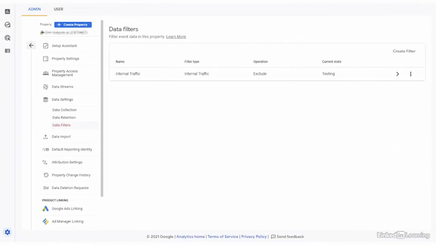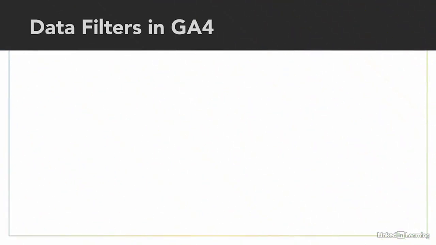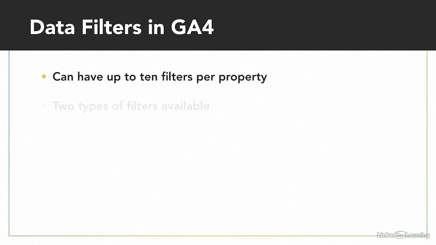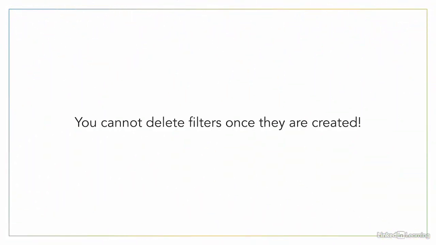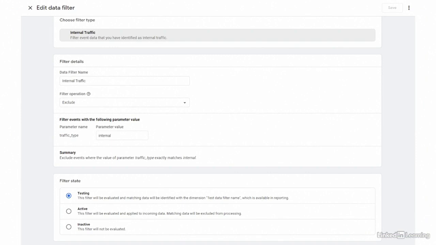Your GA4 property comes with one data filter by default, which you can see here for internal traffic. You can currently have up to 10 filters per property, and there are two types available: internal traffic and developer traffic. You cannot delete filters once they are created. You can only set them to inactive, so be really careful when you're creating them. Here's what that internal filter looks like, the one that's set up by default. Let's go over the different options.